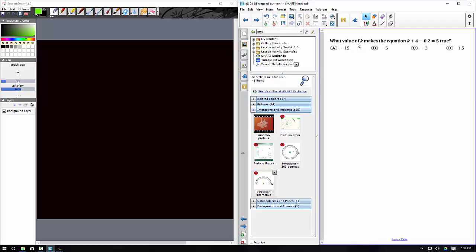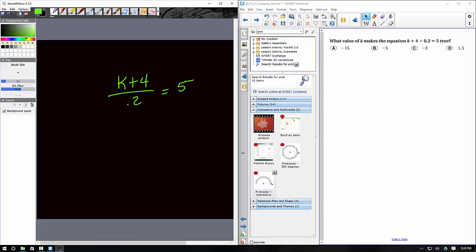Then go through and try to figure out this one. Now, you can do it a couple of ways. You could solve it the way we've been doing it, where you undo something first and solve for k. And how that would be written, just so you know, is it would be like, let me write it over here, k plus 4, divided by 0.2 equals 5.